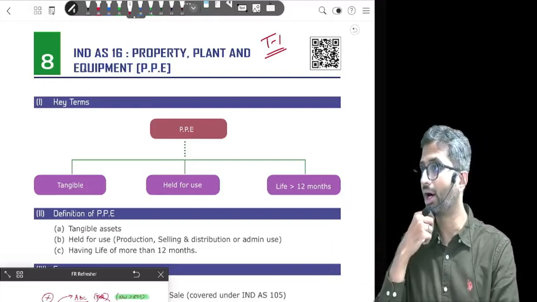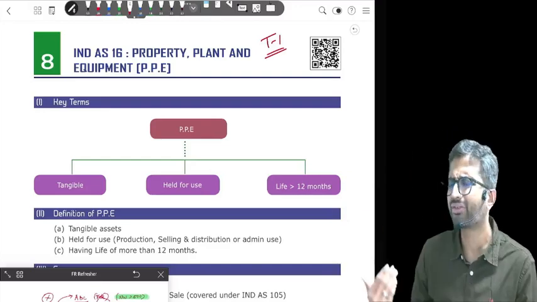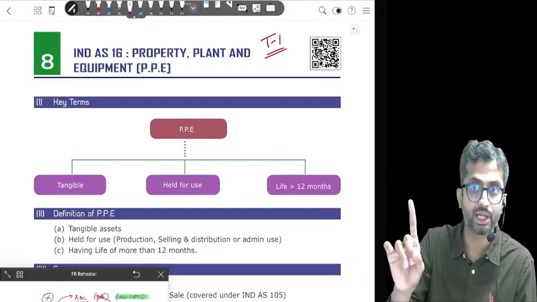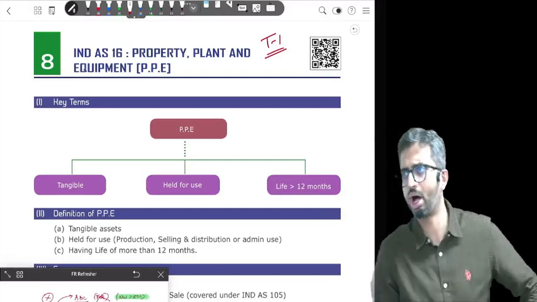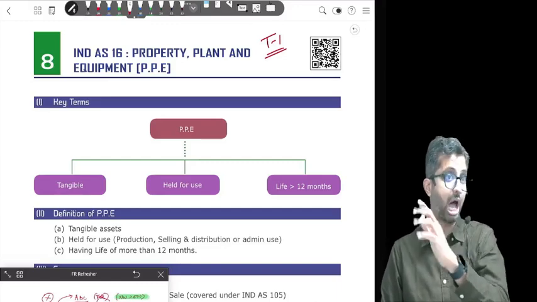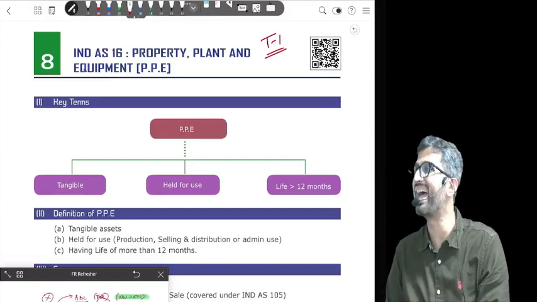Now, the standard subdivides biological assets. What is the heading of that standard? Any idea? Agriculture. The heading is not biological assets. Remember, it is agriculture. That is an important point so that you are aware. So biological assets used for agriculture are covered under Ind AS 41. There's one exception to that, something called bearer plants.